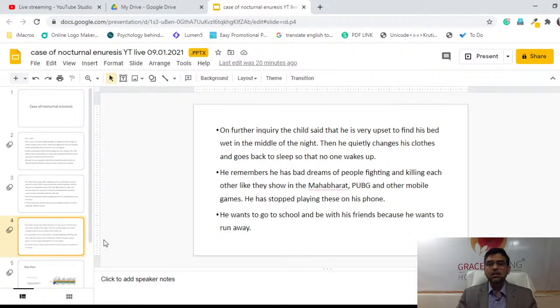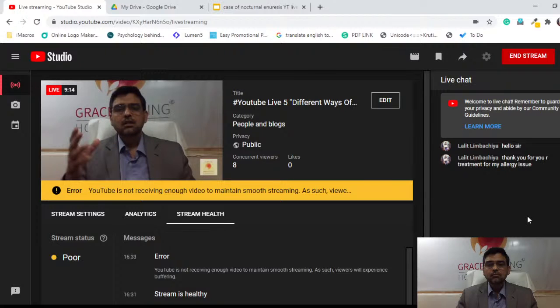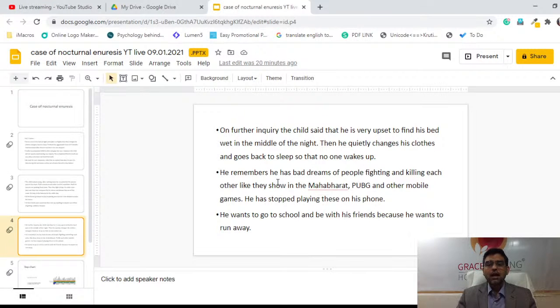On further inquiry, the child said that he is very upset. He is very upset to find his bed wet in the middle of the night. Then he quietly changes his clothes and goes back to sleep, so that no one wakes him. He remembers he has had bad dreams of people fighting and killing each other like they show in Mahabharata, PUBG and other mobile games. He has stopped playing them on his phone. He wants to go to school and be with his friends because he wants to run away.